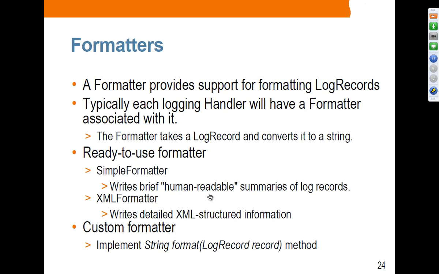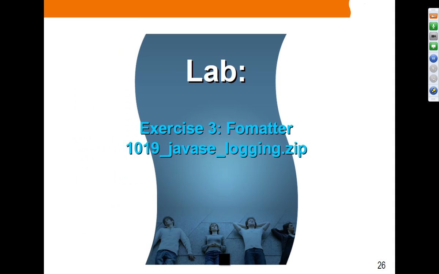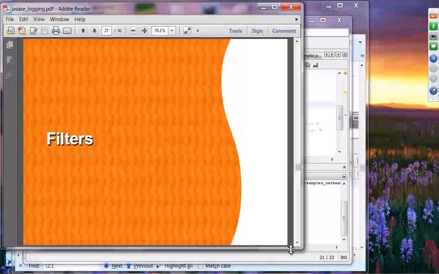You can also create a custom formatter. Basically, formatter is an abstract class, and the abstract class has a format abstract method. So your custom formatter will just implement this format method, and you can format in any way you want. So this is the XML output of the logging message. Alright, so let's do exercise 3, formatter.